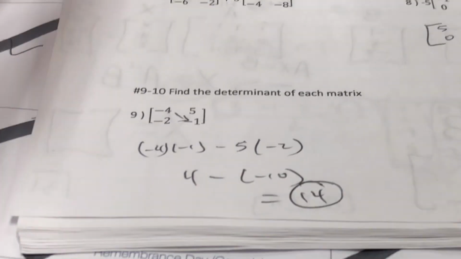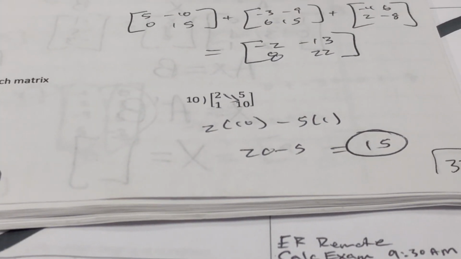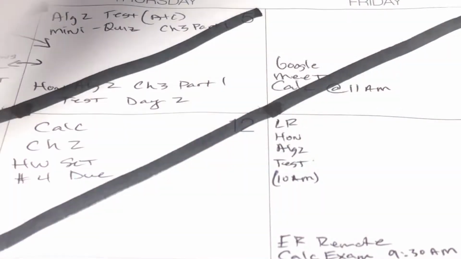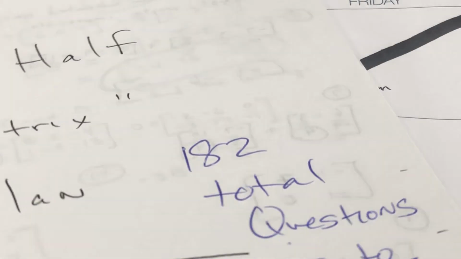Number 9, difference of the cross products, negative 4 times 1 minus 5 times negative 2. 2 times 10 minus 5 times 1. And folks, I believe that is it. About 17 minutes here. Yes, all the others good to review, but not in your current game plan.